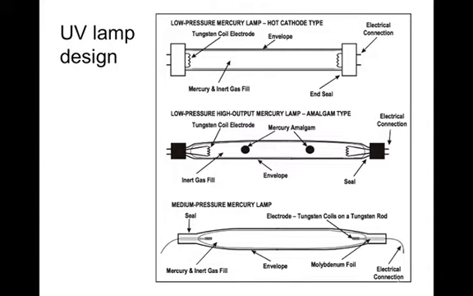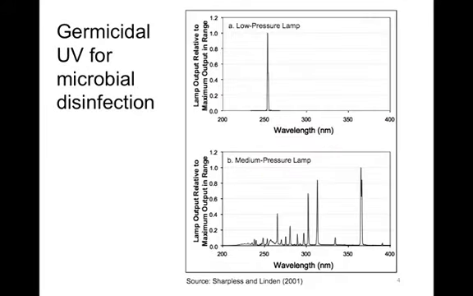What happens in the medium pressure lamps is that when the mercury is excited at higher pressure, there are more energy states for the electrons to get excited to, and so when they relax, they release photons across a much wider range of wavelengths, both lower energy and higher energy photons. And so you would expect that that might have a different biological effect on cells, and indeed it does.